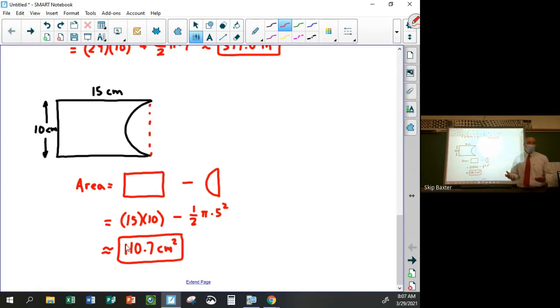So it's that simple, right? We have these basic formulas. We have formulas for rectangles, parallelograms, rhombuses, trapezoids, circles, right? We have these basic shapes, and all these composite figures are going to be either sums or differences of those basic shapes. That's the whole idea. Any questions? All right, so that's it.